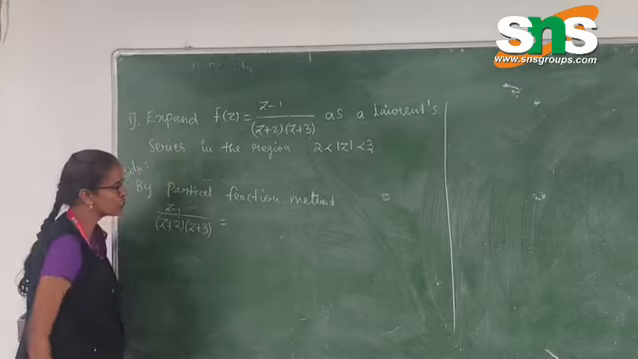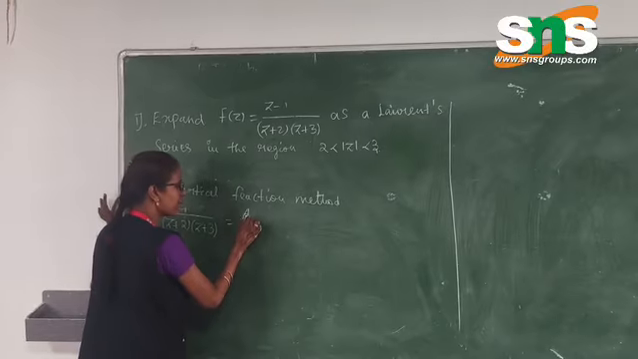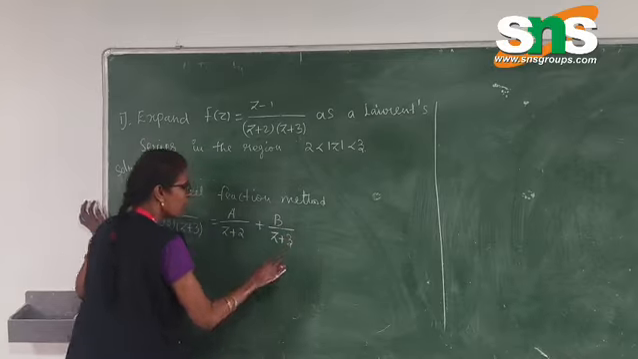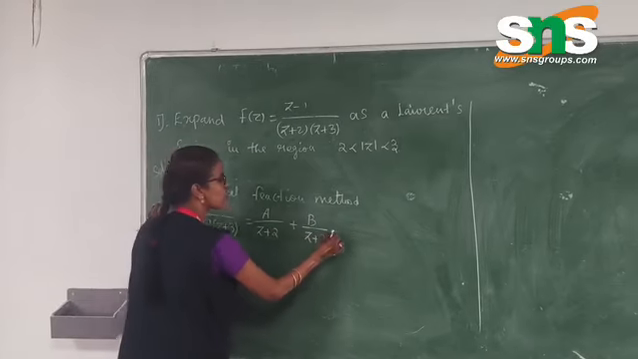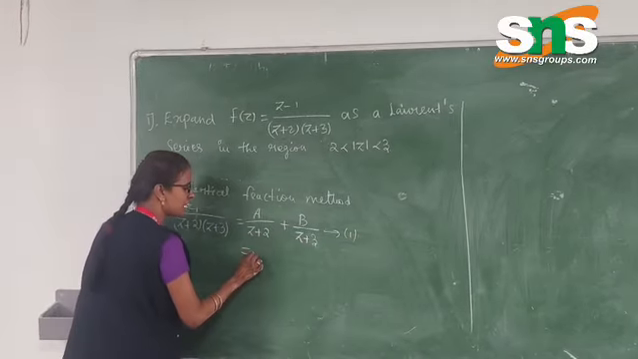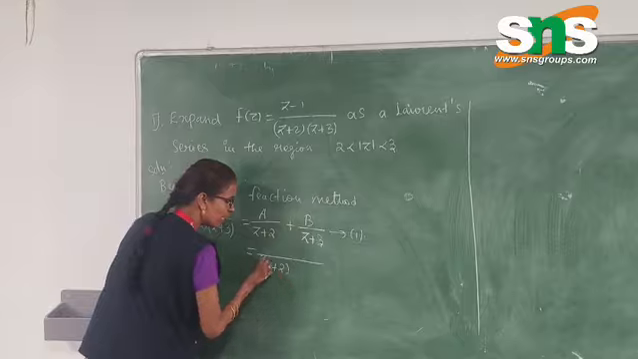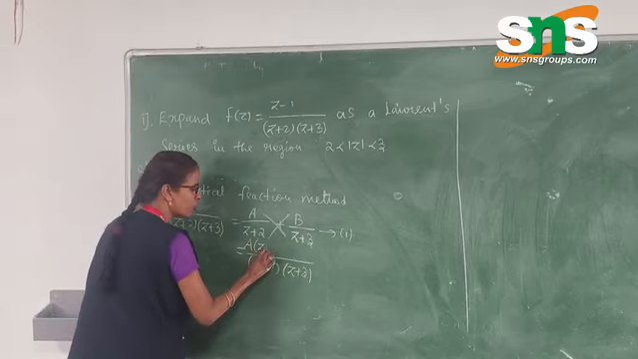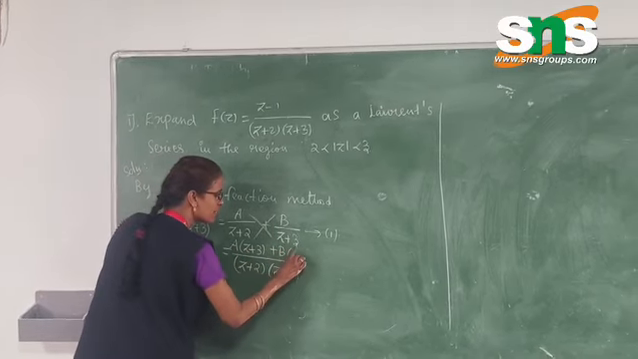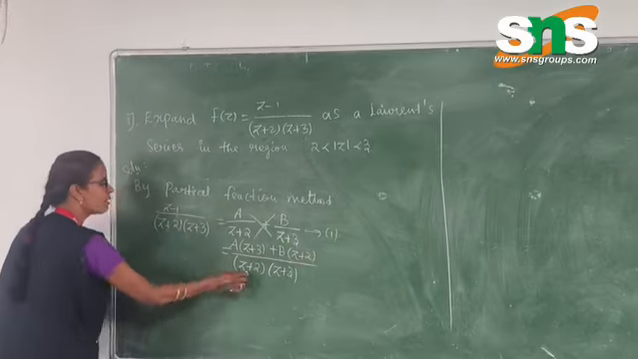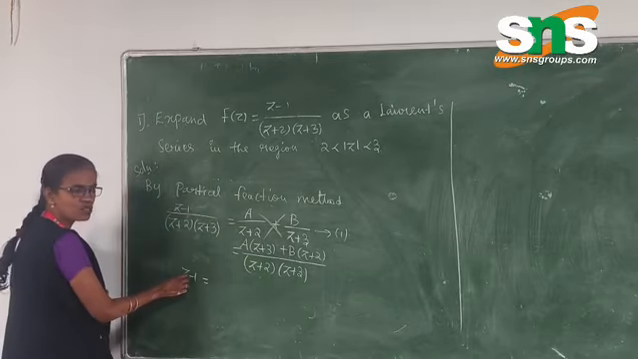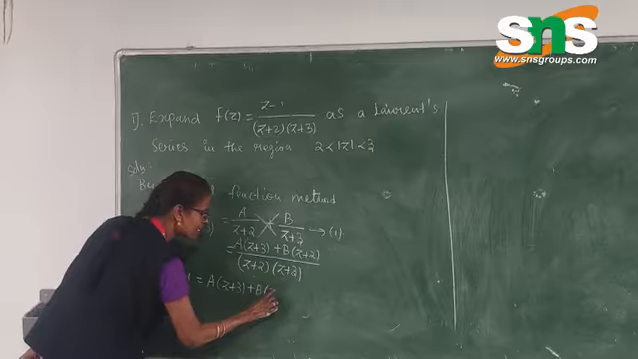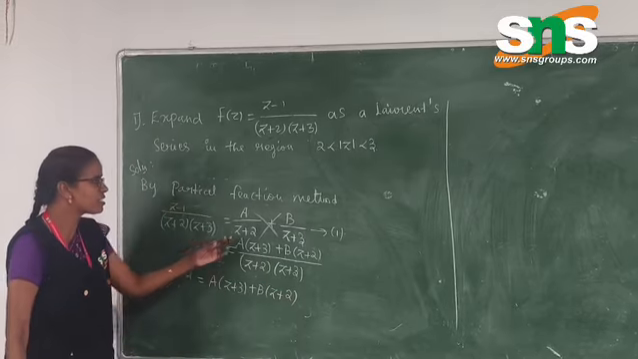So (z minus 1) by (z plus 2) into (z plus 3) should be equal to a by the first factor plus b by the second factor. This way I apply partial fractions. Mark this as equation number 1. Now take the LCM, which is (z plus 2) into (z plus 3), and cross multiply: a into (z plus 3) plus b into (z plus 2), and just leave the denominator. Consider the numerator: z minus 1 equals a into (z plus 3) plus b into (z plus 2). Now we need to find the constants a and b.